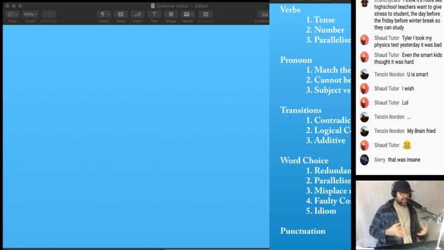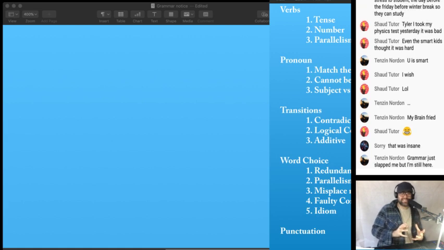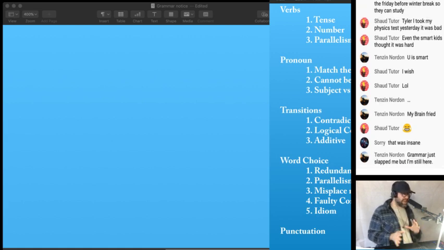Same thing with transitions. Transition question. Okay, is it contradictory? Is it logical? Or is it additive? That's it. That's all I have to answer. But if you don't know what they're testing, and you're like, wait a minute, is this redundancy? Is this idioms? Wait, is this a pronoun thing? Or no, is this a verb thing? BTFO.